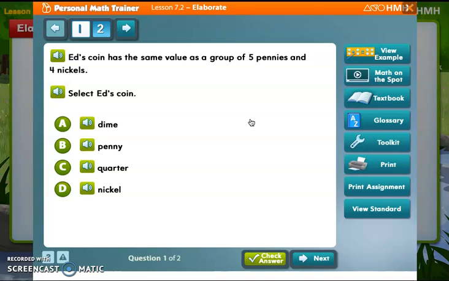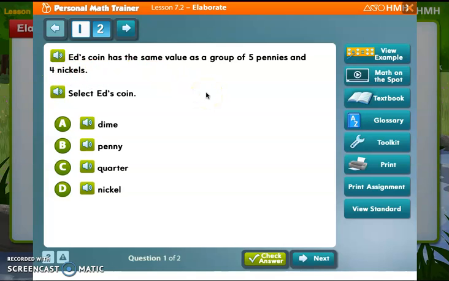So it says Ed's coin has the same value as a group of 5 pennies and 4 nickels. Select Ed's coin. So he has one coin that is the same value as a group of 5 pennies and 4 nickels. So first, let's start. Remember, it said use the count on starting with the biggest coin, or the one that's worth more, right? So we know that nickels are worth more than pennies. So we're going to start off by counting by 5s 4 times.